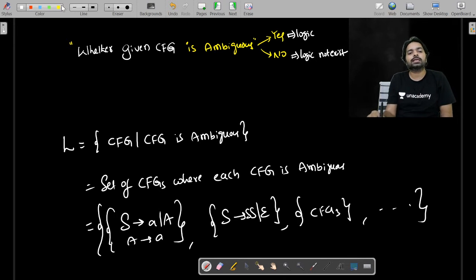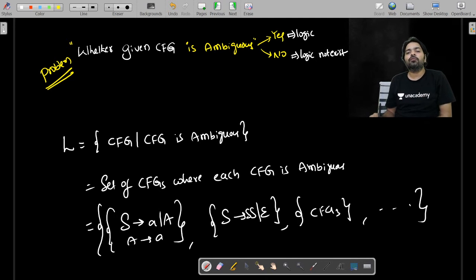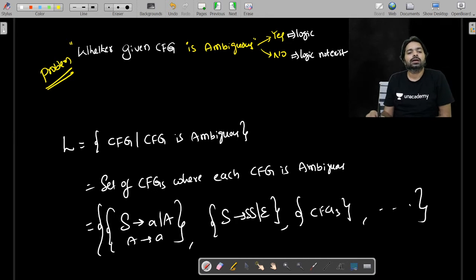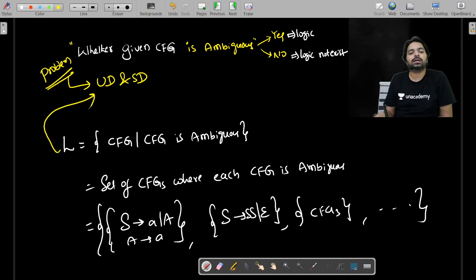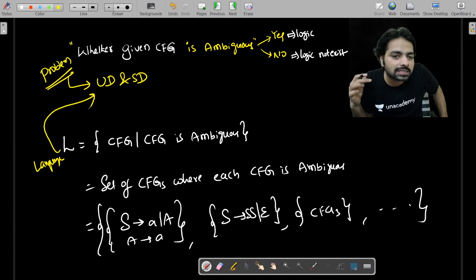This first one is called a problem. Here only one context-free grammar is there, and the question is whether that grammar is ambiguous or not. For one grammar you don't have an algorithm, then how can you handle this many grammars? That is the reason we say this problem is undecidable and semi-decidable, because yes only has a logic, and because of this the language L has the same answer. The language also has the same answer, because this language indirectly depends on the same problem.